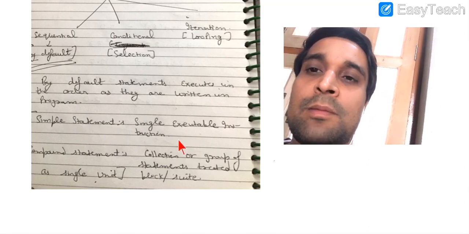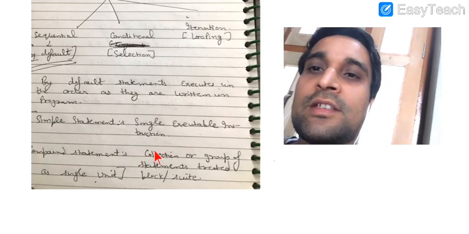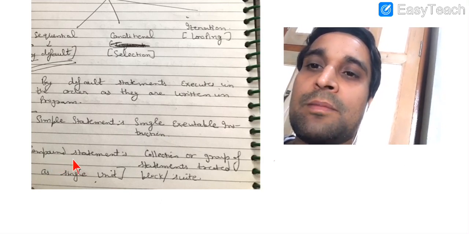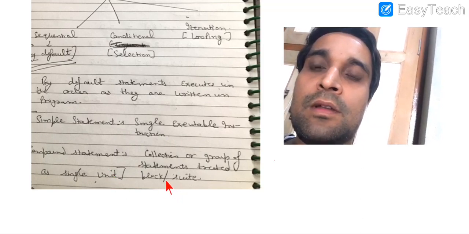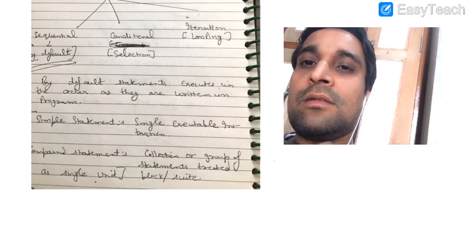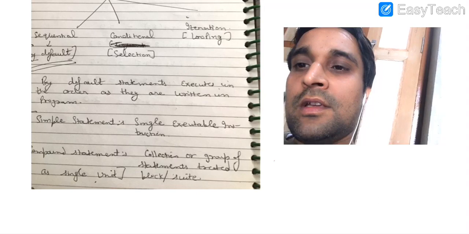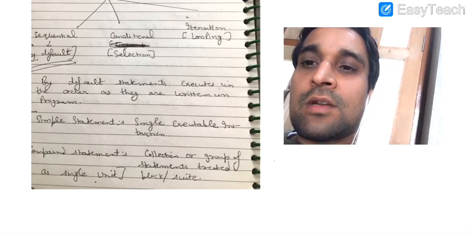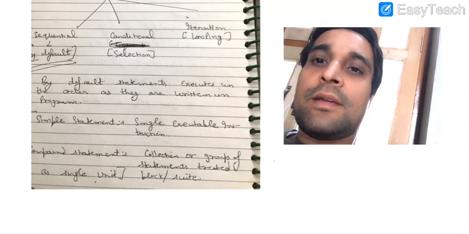Simple statement means a single executable instruction. Suppose you have written a print statement, input statement or any assignment statement, then all these are examples of simple statements. Next is the compound statement. A compound statement means a group of statements which is treated as a single unit. Suppose we are using an if condition, then the statements that will execute on the basis of the if form a compound statement, and they are treated as a single unit. These are also known as block and suite, and these are indented at the same level only.